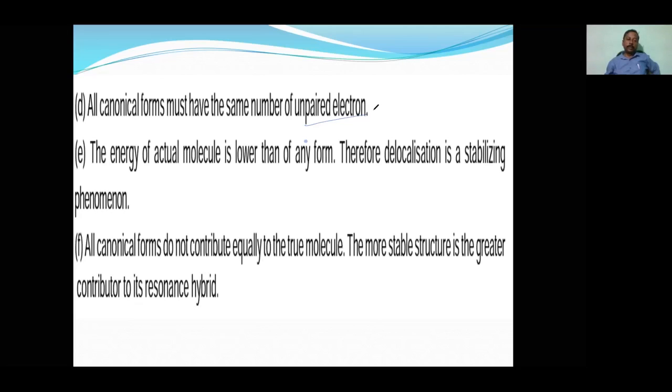Then all canonical forms do not contribute equally to true molecule. Okay, more stable structure is greater contributor to resonating hybrid. Okay. So that means whichever is more stable, that means they will have the less energy. Less energy, more stable. Canonical forms do not contribute equally to the true molecule. Okay.